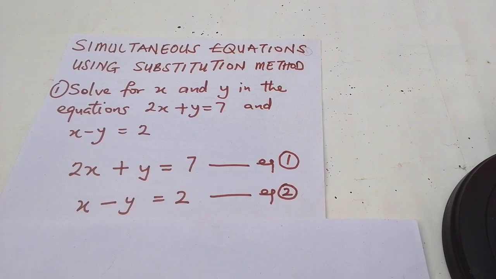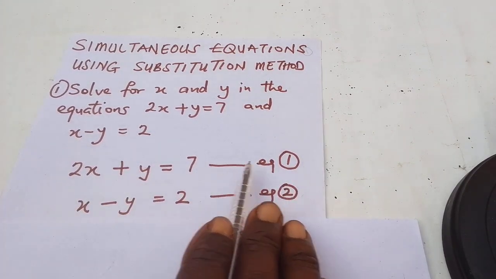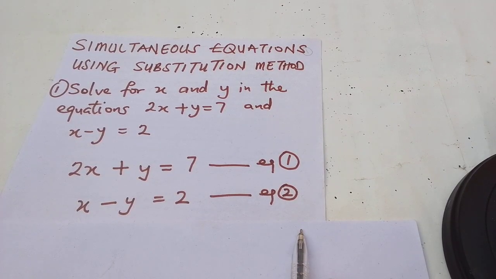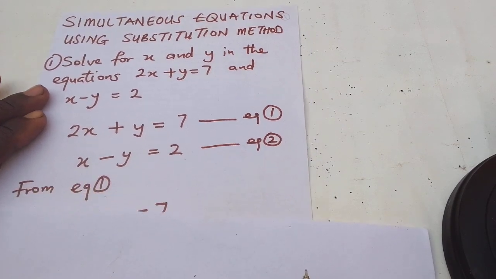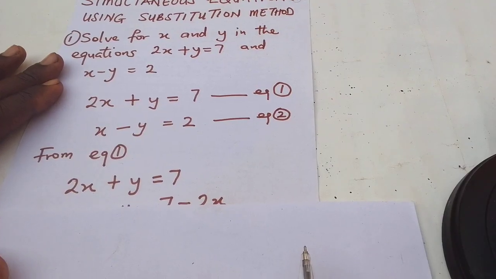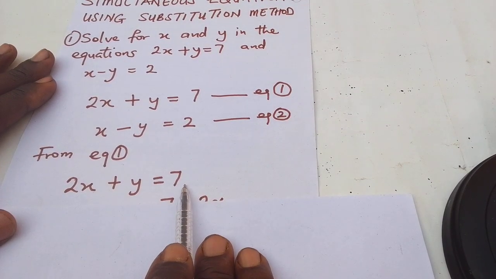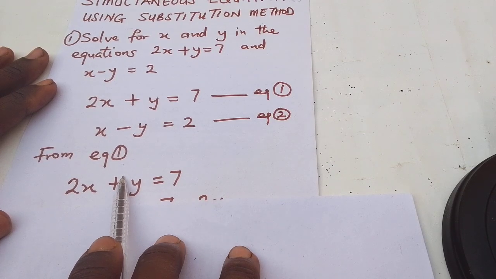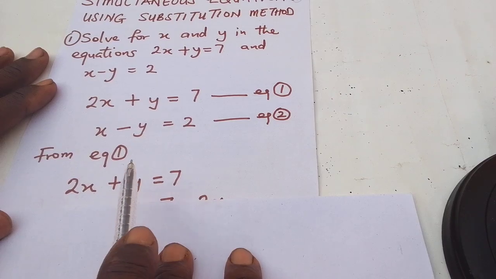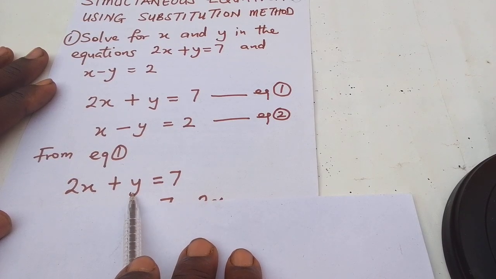Now, you look at it. This is equation 1, this is equation 2. You pick any of the equations, either equation 1 or 2, and make one of the variables the subject of formula. So I'm going to use equation 1, which is 2x plus y is equal to 7. It will be easier for me to make y the subject of formula because y has the coefficient of 1 here.